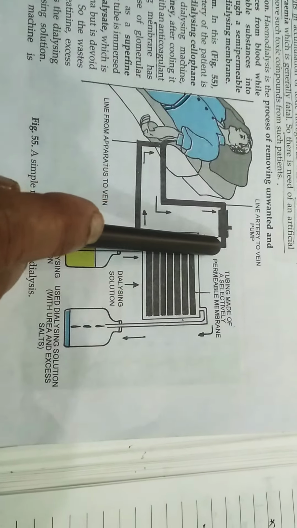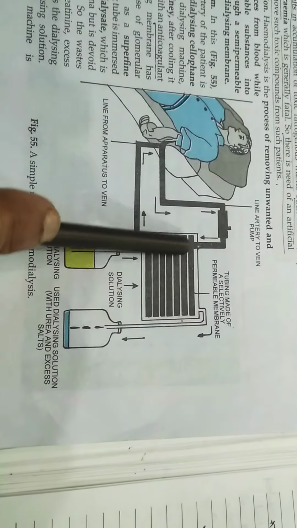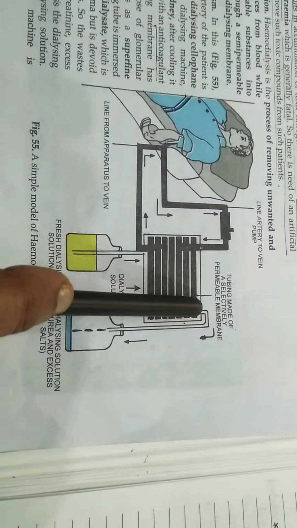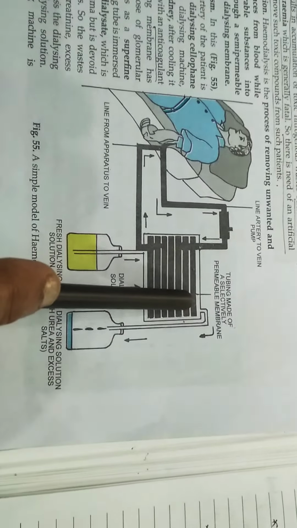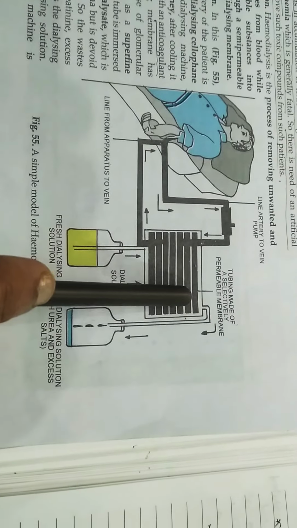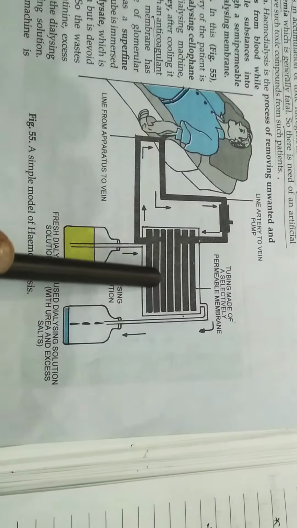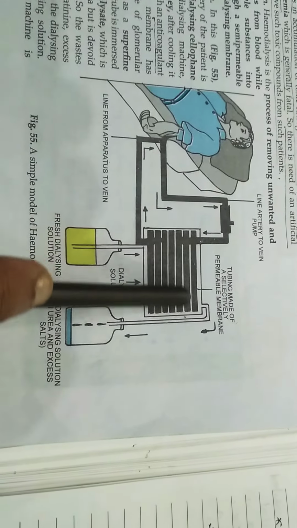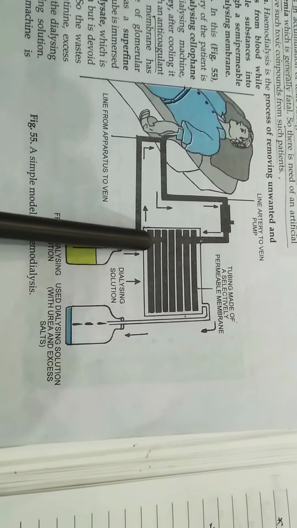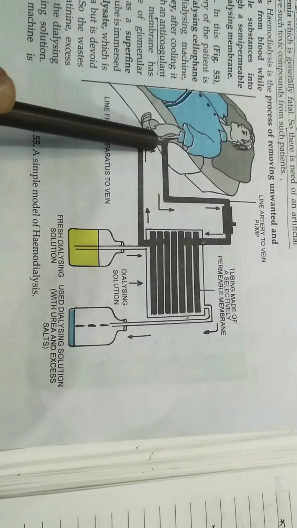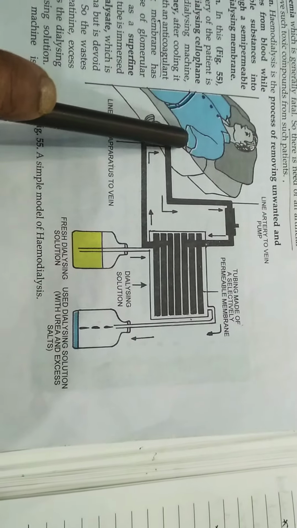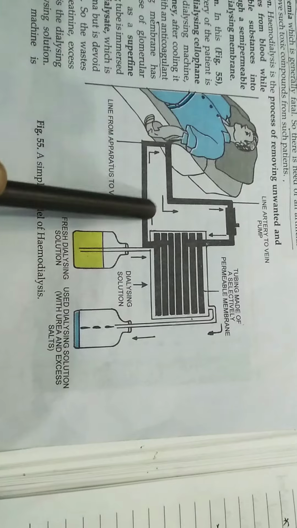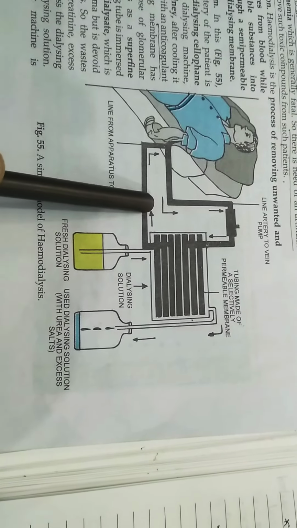Now this blood passes through this tube, where by the process of diffusion the small particles or toxic substances get mixed in the dialyzing solution, and after that this blood passes through this tube and enters the veins of the patient. Before entering the veins, the blood is warmed to body temperature.